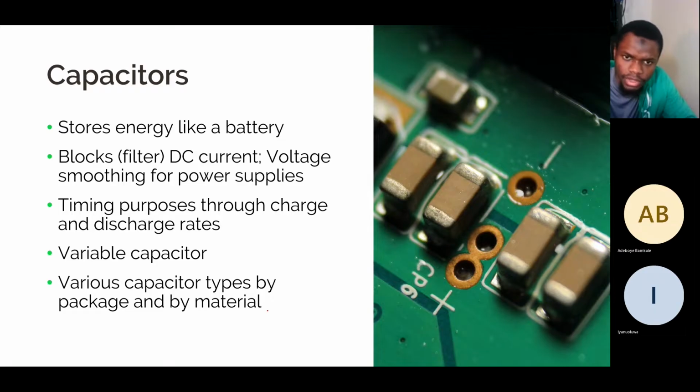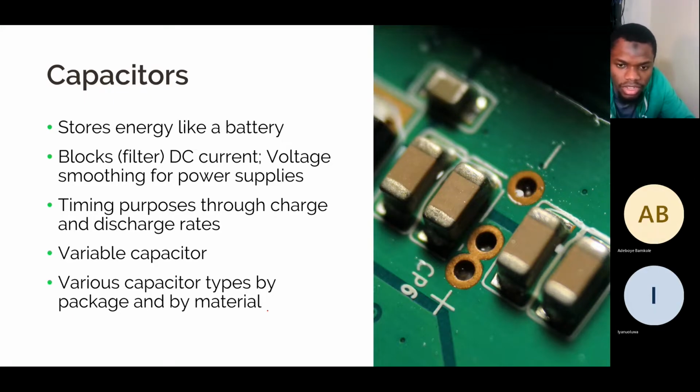Capacitors are also very important components that you find on almost every circuit. Just like I said earlier, capacitors store energy like a battery, and they are used for things like blocking DC currents or smoothing power supply voltage. You remove spikes on your power supply, keep everything stable, and avoid things getting damaged. Capacitors are also used for timing, like I mentioned earlier. Maybe you want to time the blinking and unblinking of an LED.